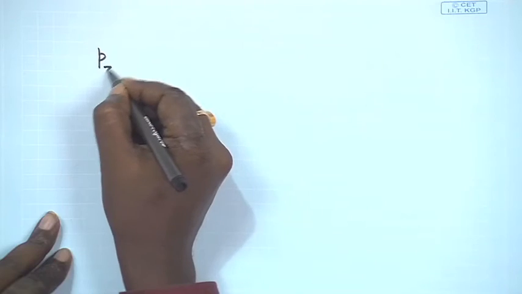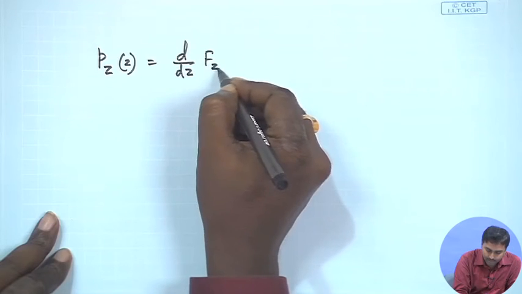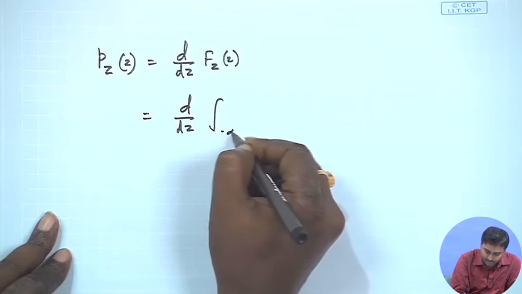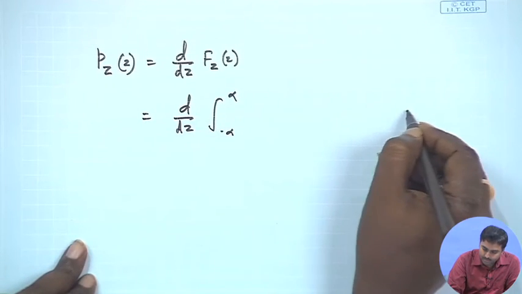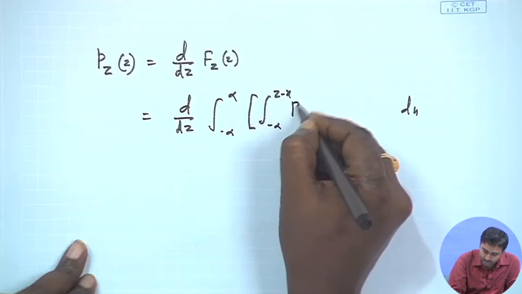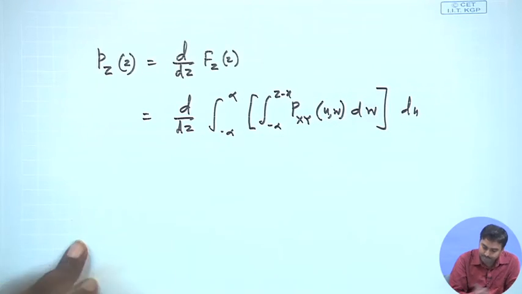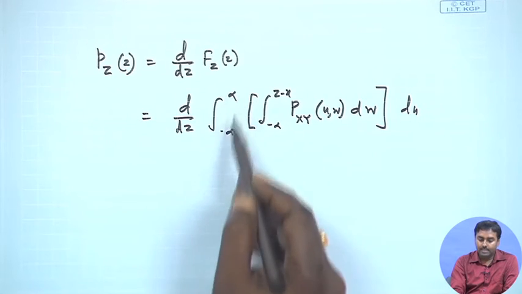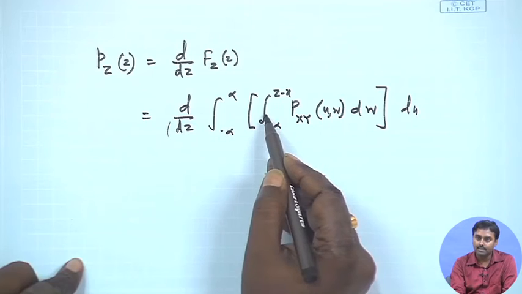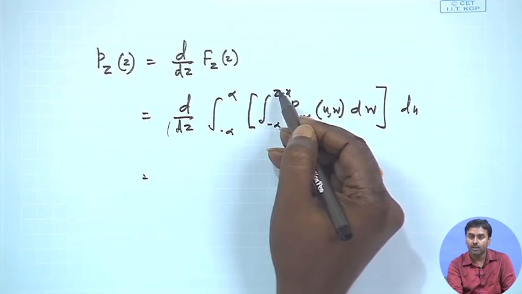So, p_Z(z), I know that is nothing but d/dz of F_Z(z), which is nothing but d/dz of the integration from minus infinity to plus infinity, I have dy, and inside I have the integration from minus infinity to z minus x of p_XY(u, w) dw. Now, this integration limit has no z, so I can take this differentiation inside, no problem in that. Only inside of this I will not be able to take, because the limit already has z.